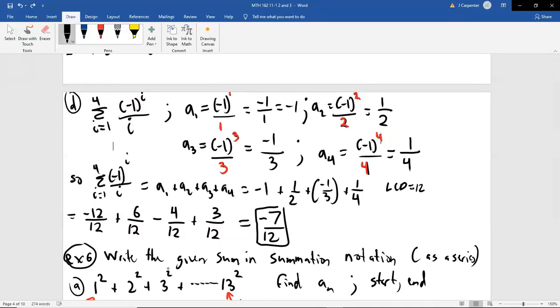So here are the things we need to do. We need to figure out the formula for each of these individual terms. We need to find out what term we're starting with and what term we're ending with.